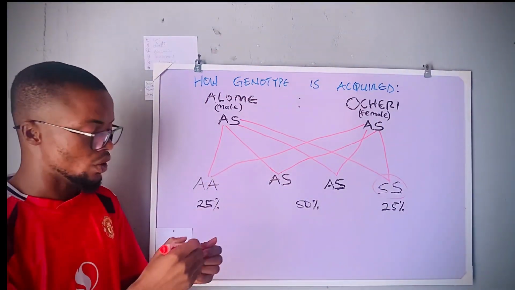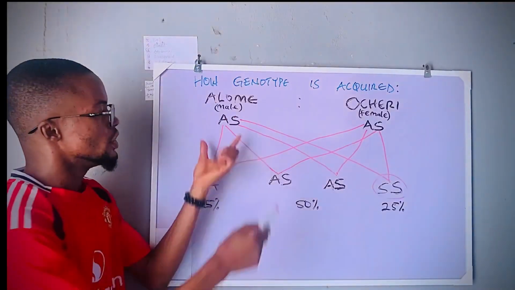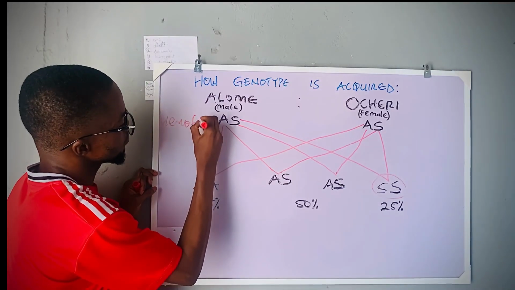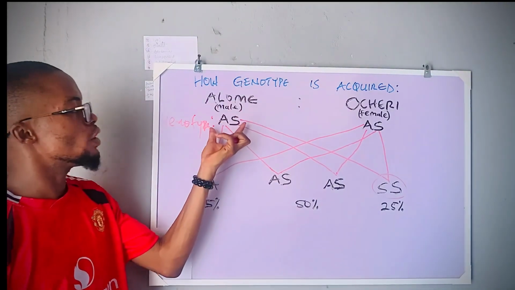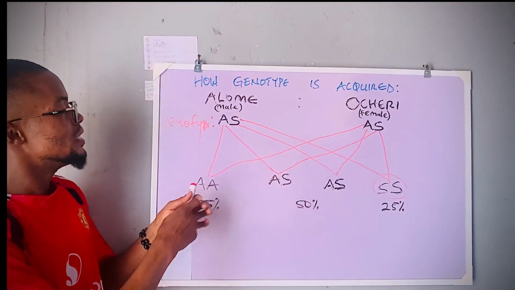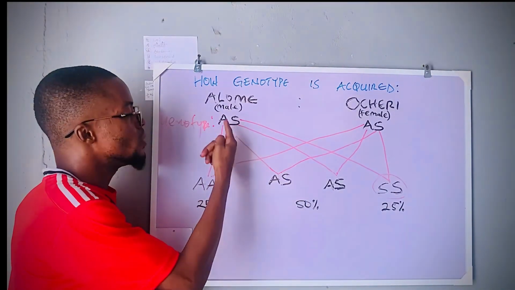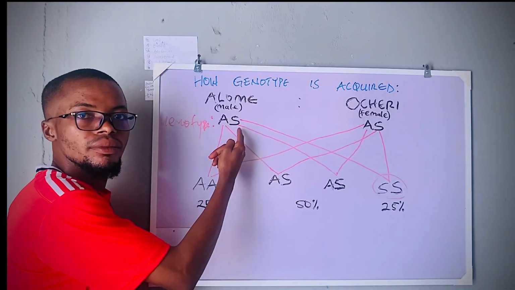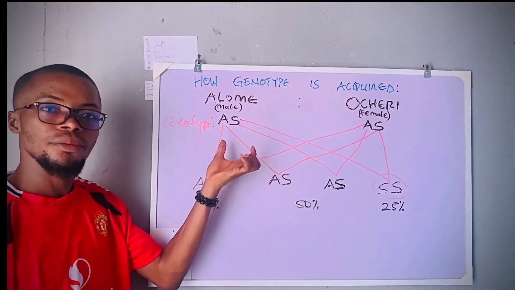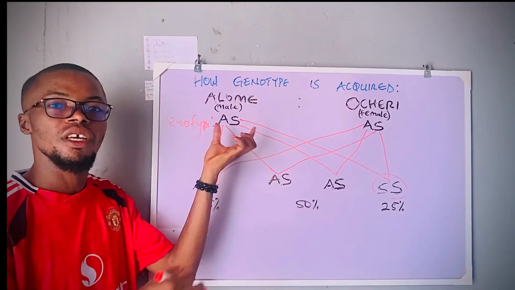It depends on the child. Now, let's analyze it from this place. The genotype of Alome is AS. The genotype of Ocheri is AS. When they get married, they can either donate one of these. They cannot choose the one to donate. It depends on the one that actually gets there first. That is how this will work. It is just a matter of chance.